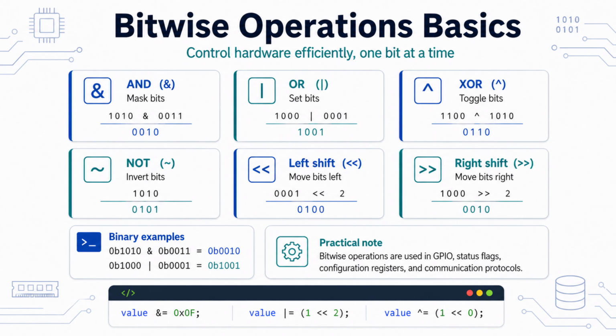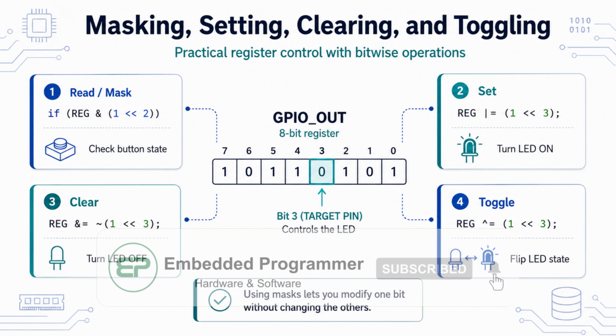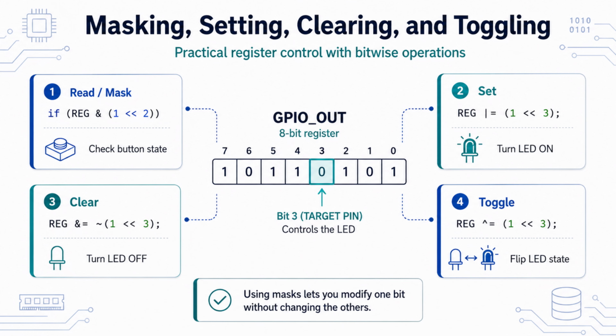These operations are used everywhere in embedded programming, especially in GPIO control, status flags, peripheral configuration, communication registers, and low-level drivers. This slide shows how we control one bit inside an 8-bit register without changing the others. Imagine bit 3 of GPIO_OUT is connected to an LED.